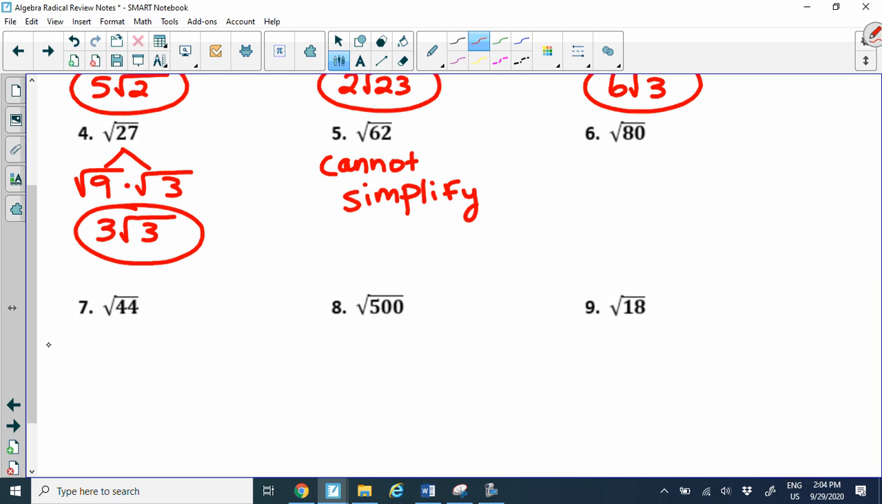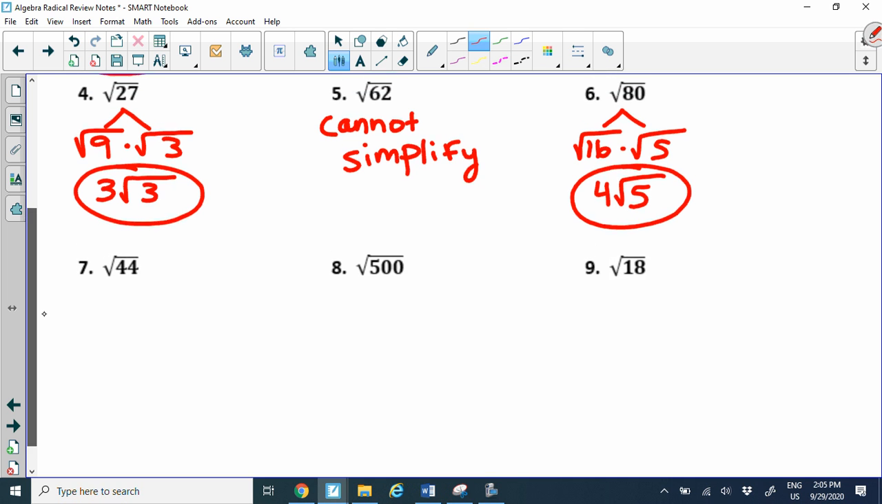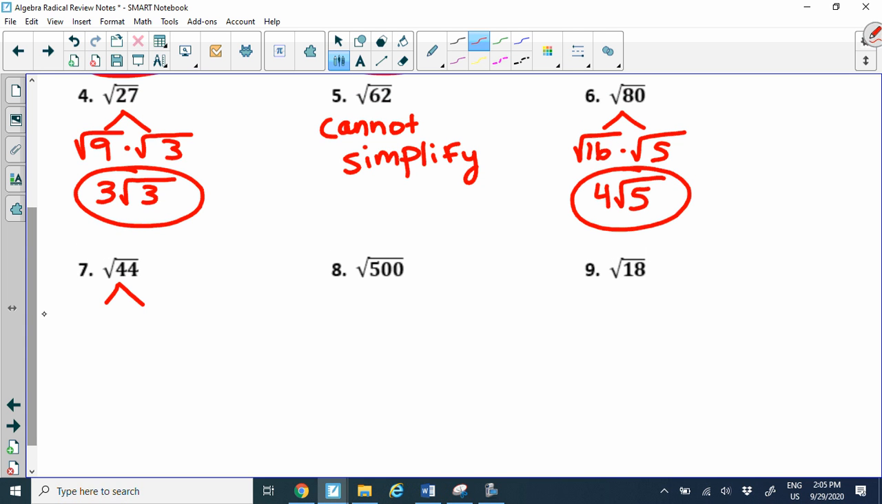Okay, let's see what you got. 80 is not a perfect square, but the largest perfect square is going to be 16. Okay, so be careful. You always want to pick the largest. So square root of 16 is going to be 4. 5 is not a perfect square, so we keep it inside the radical sign. Okay, 44, that is not a perfect square. The largest is going to be 4. 4 times 11 gives us 44. Square root of 4 is 2. And then I have square root of 11, and that stays inside because we cannot simplify.